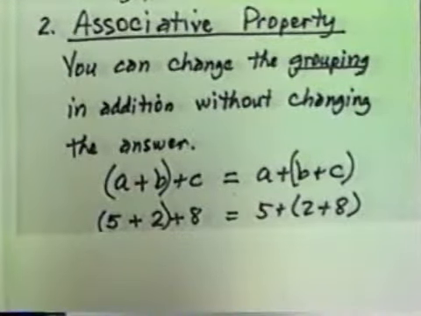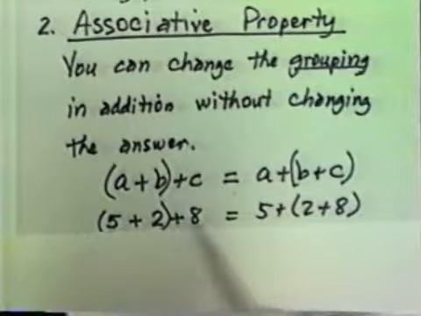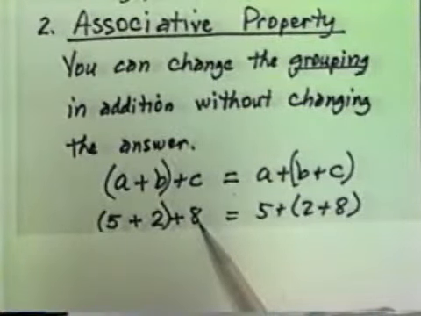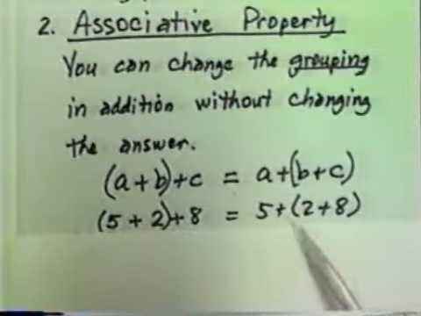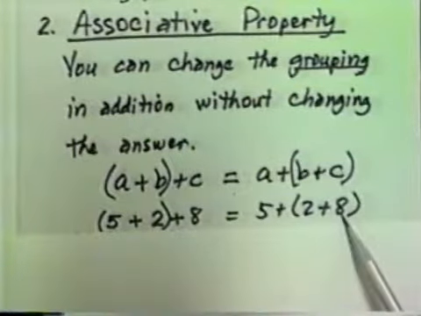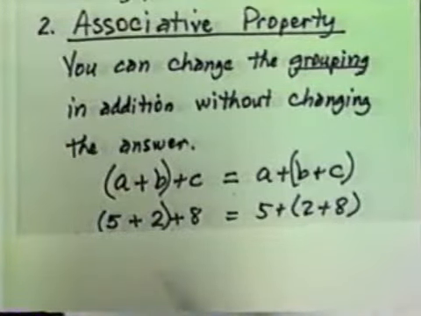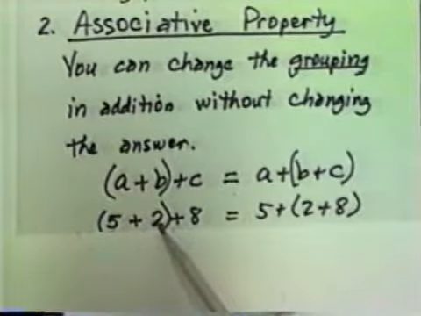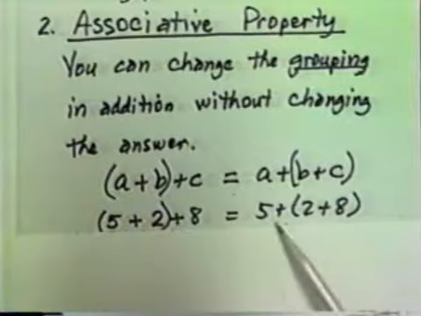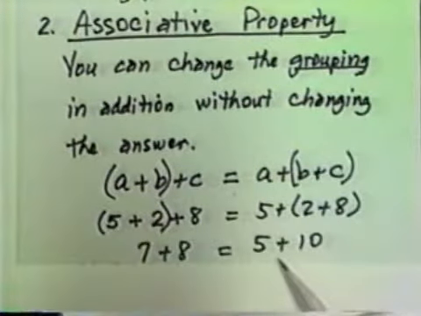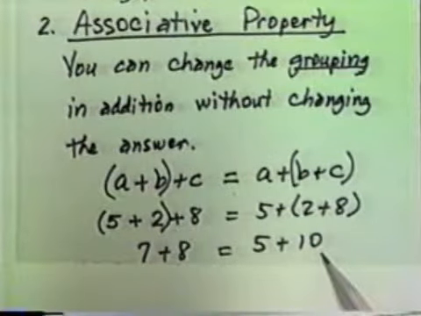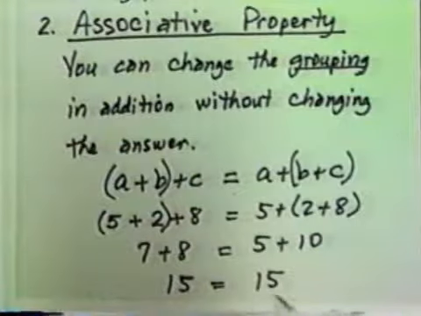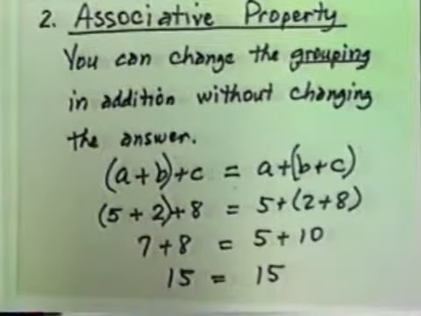Take 5, 2, and 8. If we add 5 plus 2 in parentheses, then add 8, the associative property says we'll get the same thing if we add 5, then in parentheses 2 plus 8. 5 plus 2 is 7, and so the left-hand side is 7 plus 8. 2 plus 8 is 10, and so the right-hand side is 5 plus 10. Notice they're quite different. No numbers match. However, the answer in each case is 15. Changing the grouping does not change the answer.